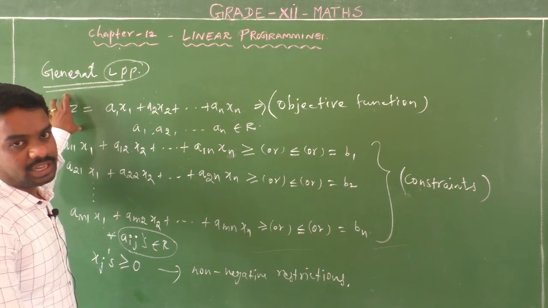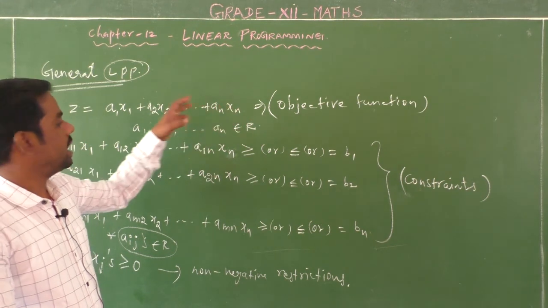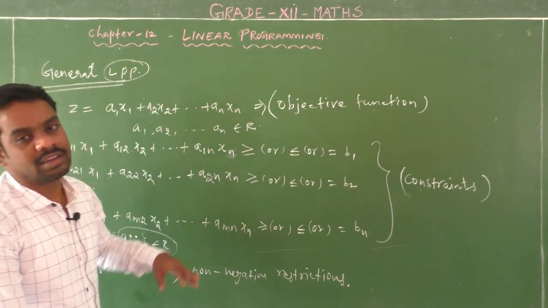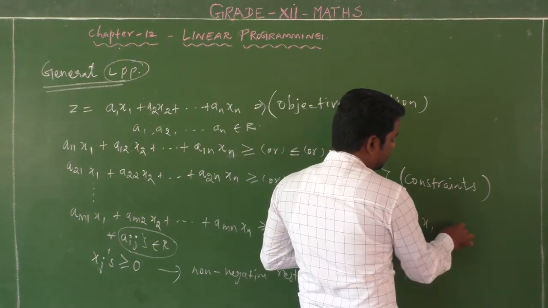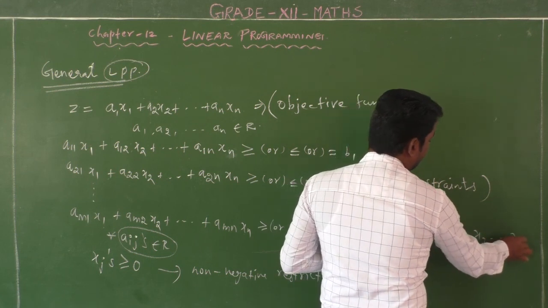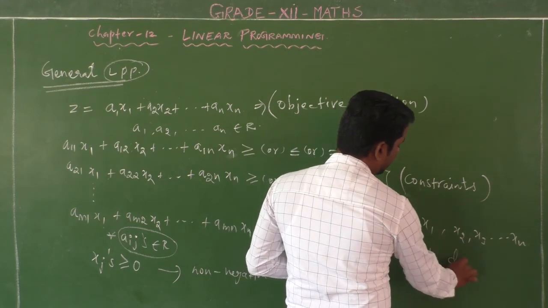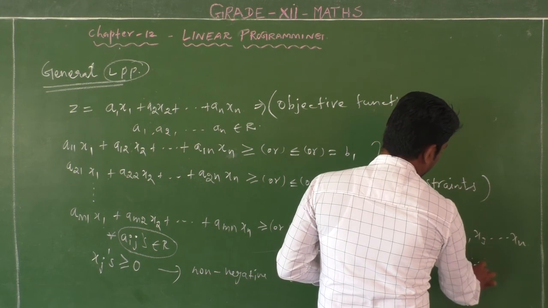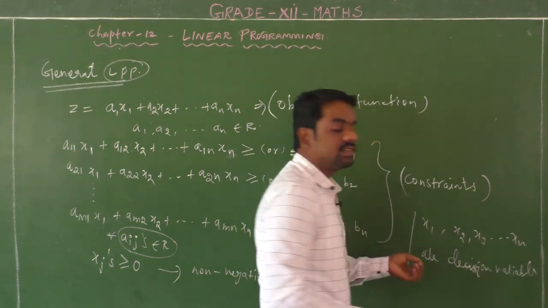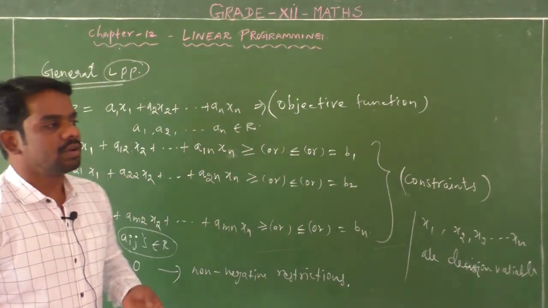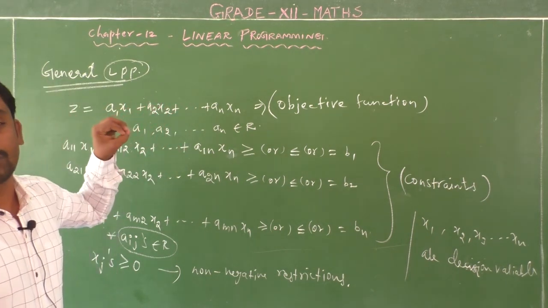First one, the objective function. The objective function is z equals a1 x1 plus a2 x2 plus and so on, plus an xn. Here x1, x2 and so on, xn are all decision variables. These n-tuples x1, x2, x3 and so on, xn are the decision variables. So the given questions are all of this type only. This is a general linear programming problem.